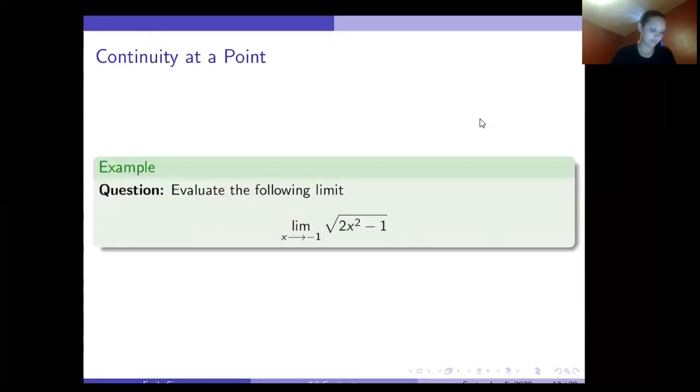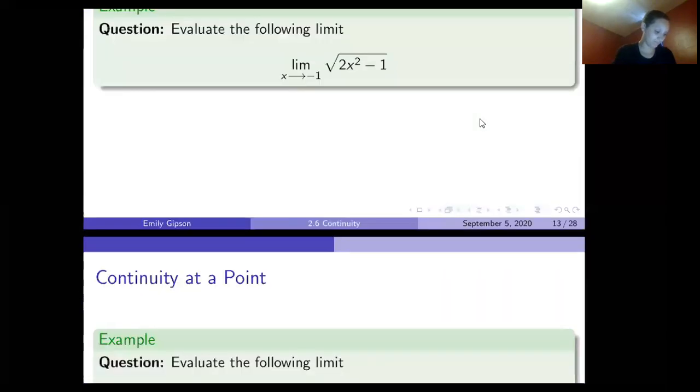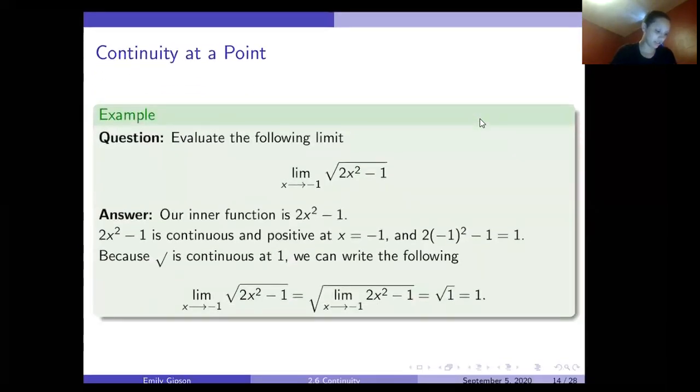Evaluate the following limit, and we're looking for the limit as x approaches -1 of square root of 2x squared minus 1. And I'm not going to make you pause, you can just keep watching. So here our inner function is going to be 2x squared minus 1. 2x squared minus 1 is continuous because it's a polynomial and it's positive at x equals -1. So 2 times -1 squared minus 1 equals the value 1.